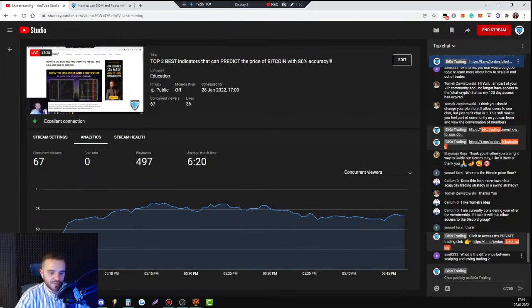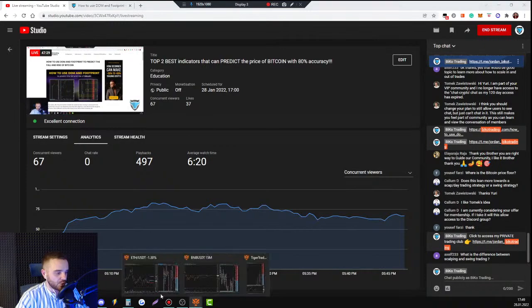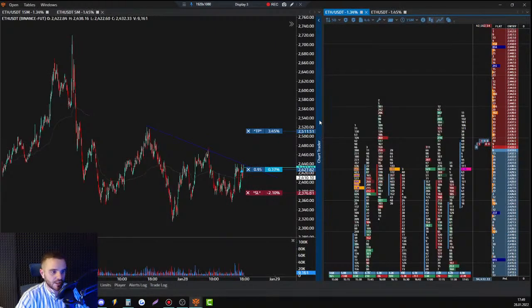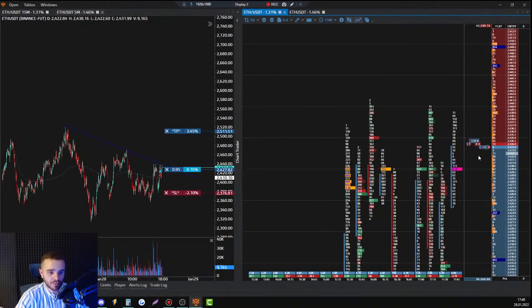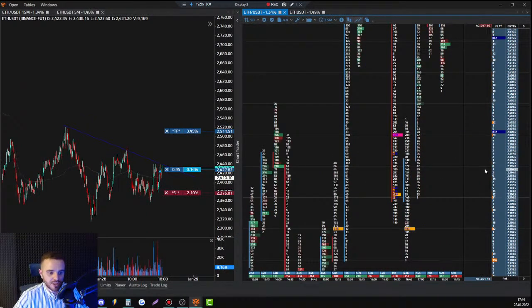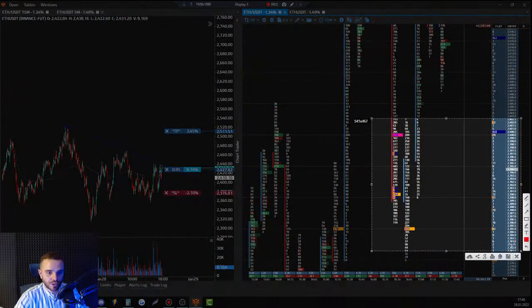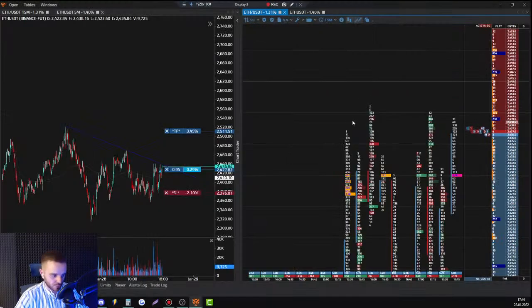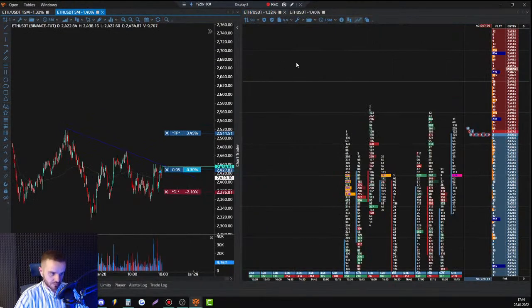What is the difference between scalping and swing trading? Scalping is when you open trades, in most cases, based on a footprint. For example, imagine that you open a footprint, and exactly before a big order you put a trade, and when price bounces from that big order, you take a trade. That's scalping. Real scalping, my friends, is based on the footprint. It is real scalping.